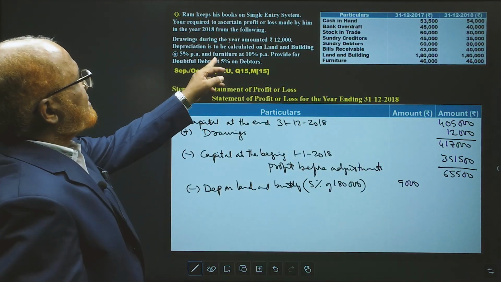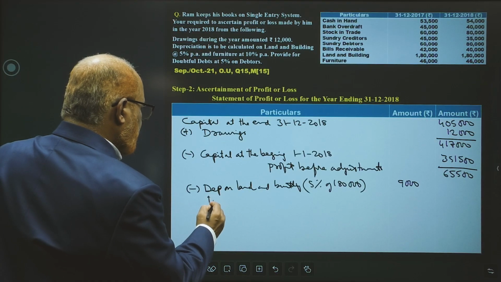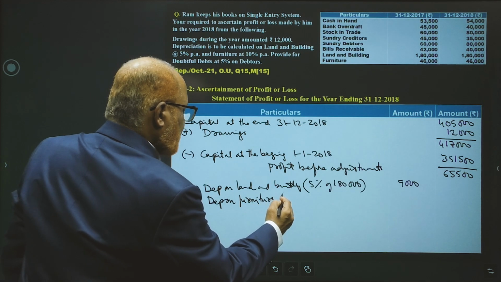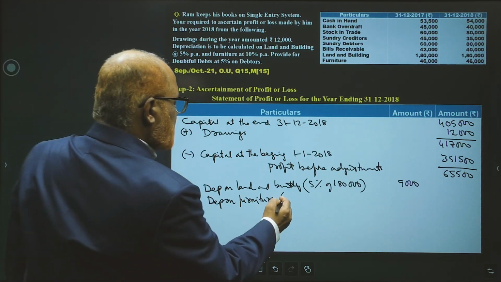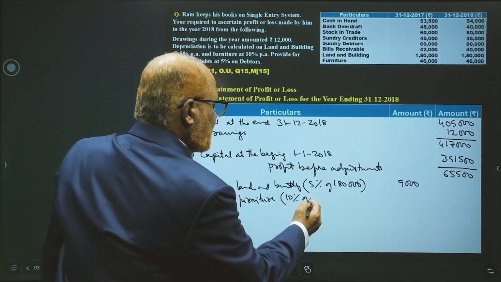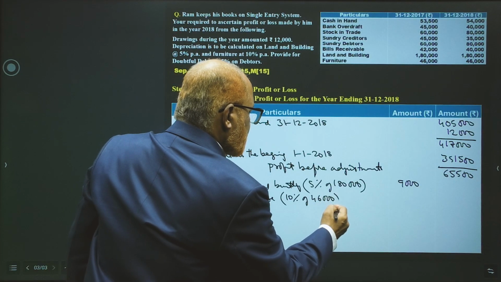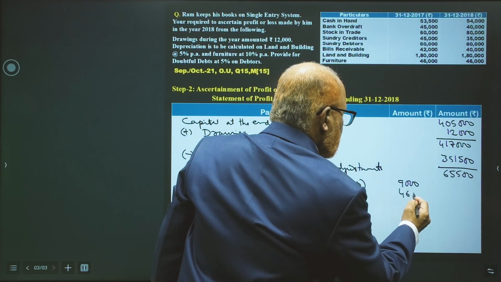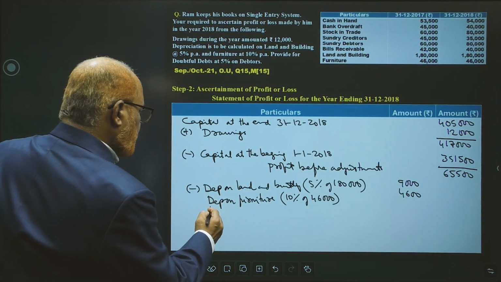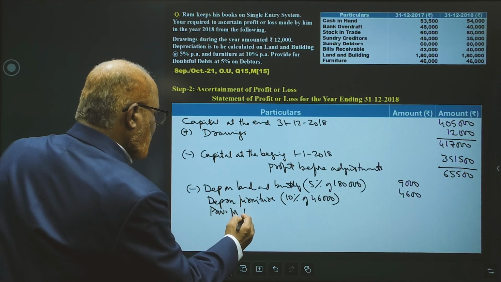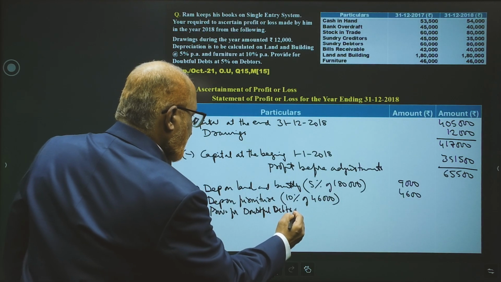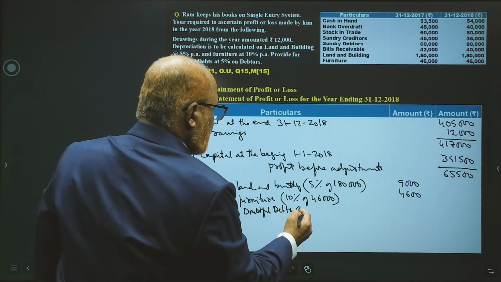Similarly, the second adjustment is depreciation on furniture. So what is the percentage? 10%. What is the value of furniture given? 46,000. 46,000, 10%, it comes to 4,600. Next, the last one is provision for doubtful debts. At what percentage? 5% of debtors.